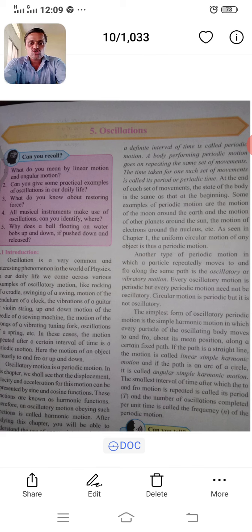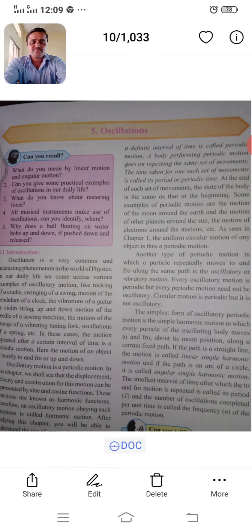The motion of the prongs of a tuning fork. Another example, the motion of the needle of a sewing machine. These are some examples of oscillation. Already we know the oscillatory motion is a periodic motion. In this oscillatory motion, the body or object repeats after a certain interval of time, and that's why this motion is called periodic motion.